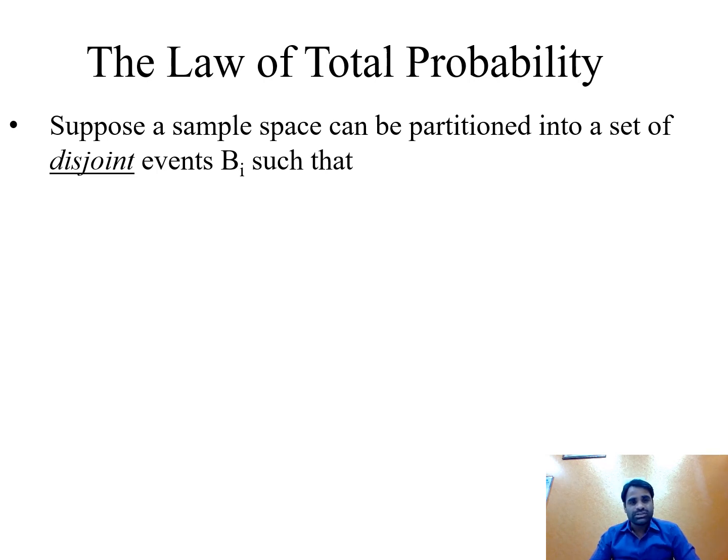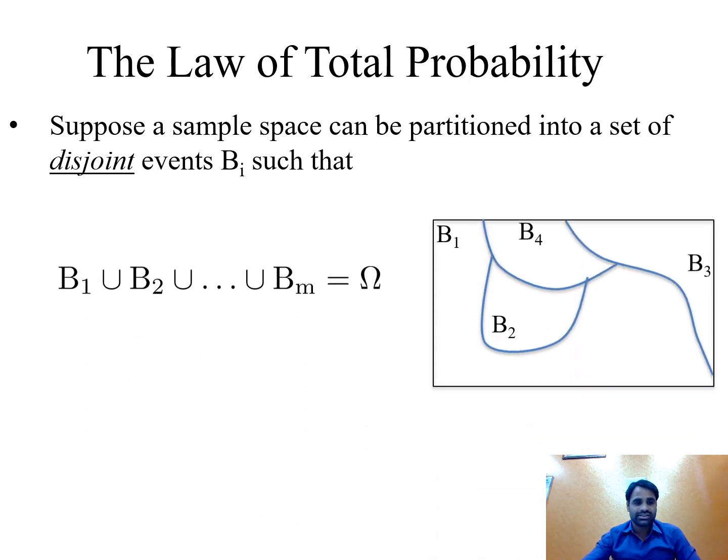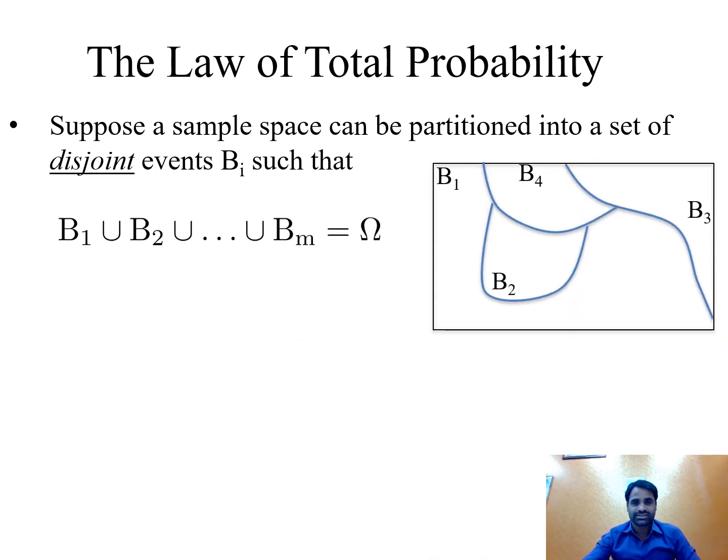Suppose we have a sample space. This is the total sample space. In this sample space, let us consider n disjoint events. Here the event B consists of n number of events. Let us take this as B1, this as B2, and this as B3, B4, this as B5. Similarly, let us take B6, B7, B8, up to Bn.